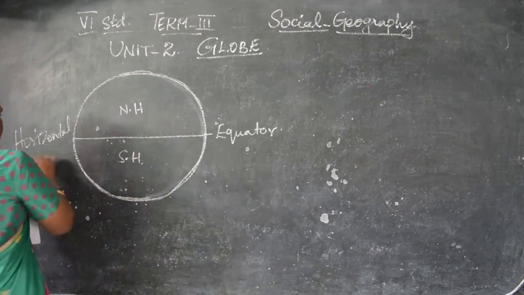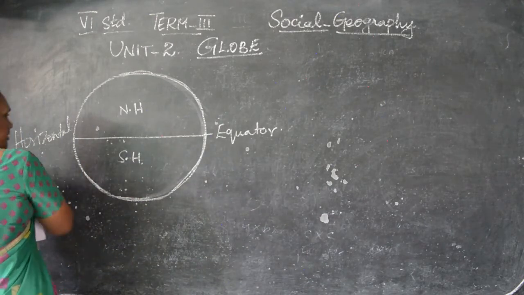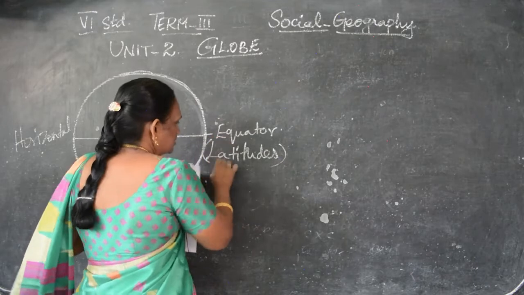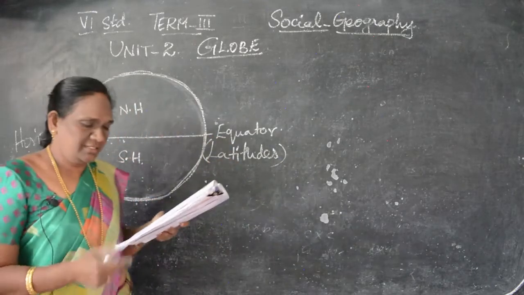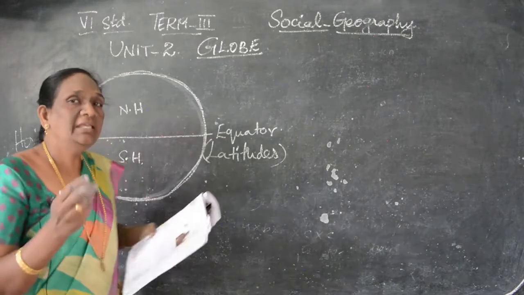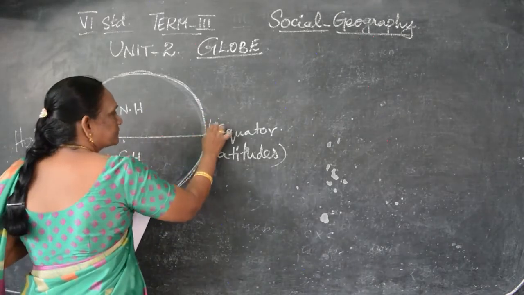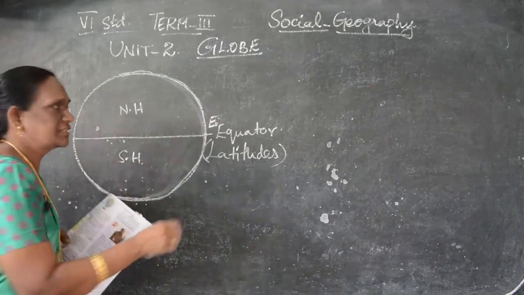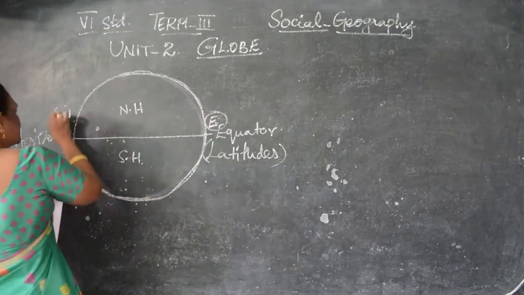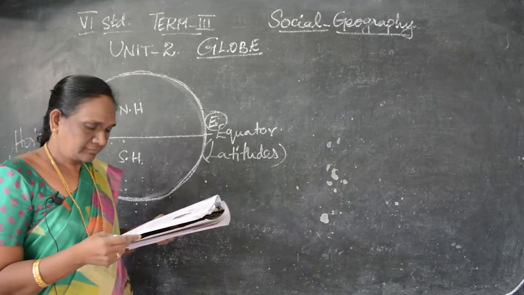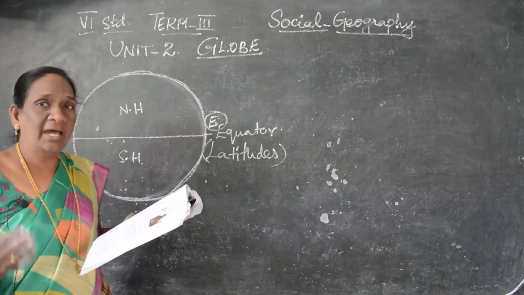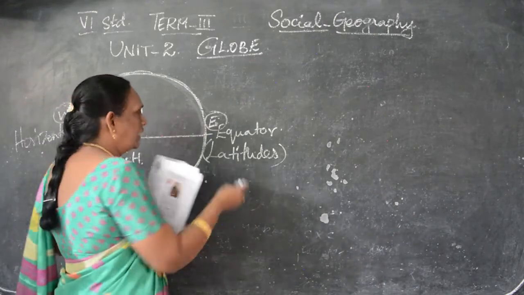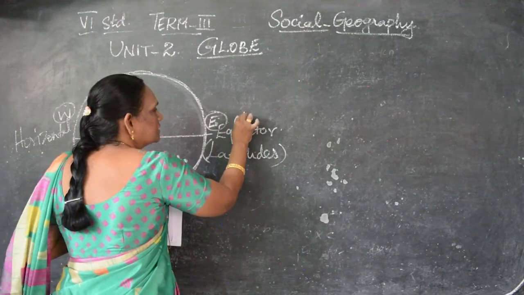These are called latitudes. See all of you? Latitudes. Here I will write: latitudes. Understand? The imaginary lines which are drawn horizontally in the east-west direction. This is east and this is west. So the lines running in the east-west direction, horizontal lines, are called latitudes. And these latitudes are parallel to each other. Understand? And the 0 degree latitude which divides the earth into 2 equal halves is called the equator.